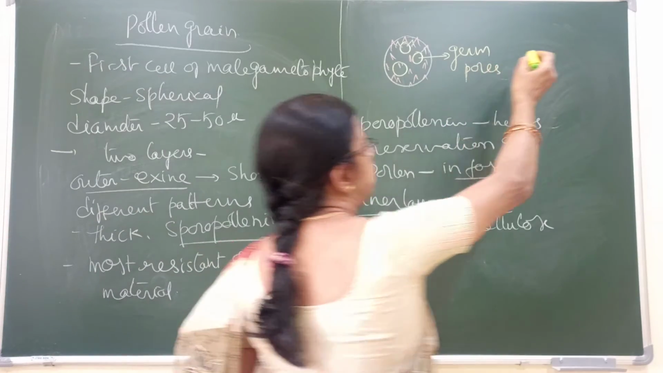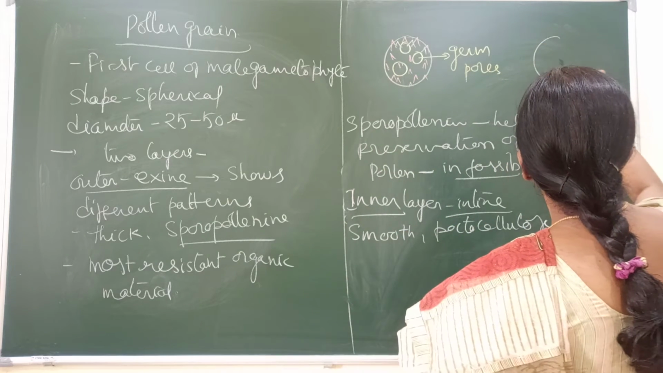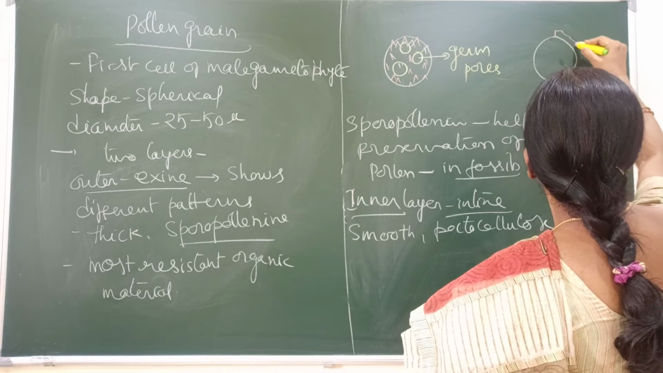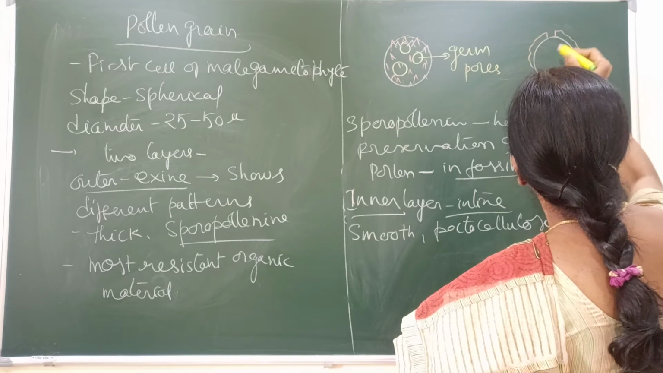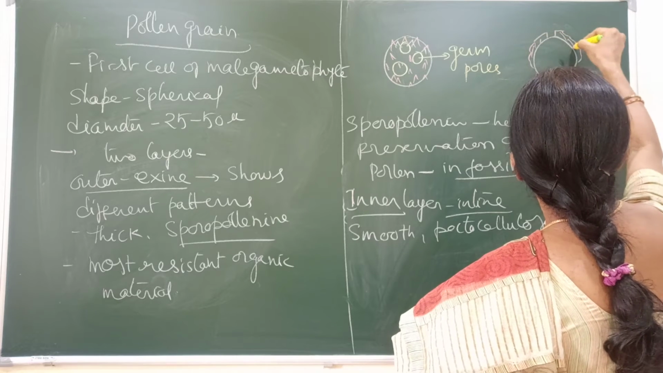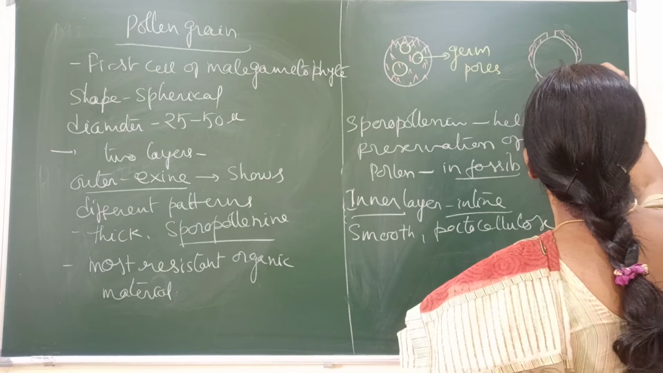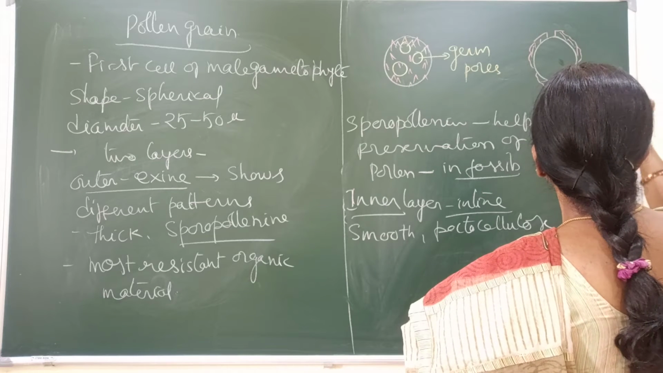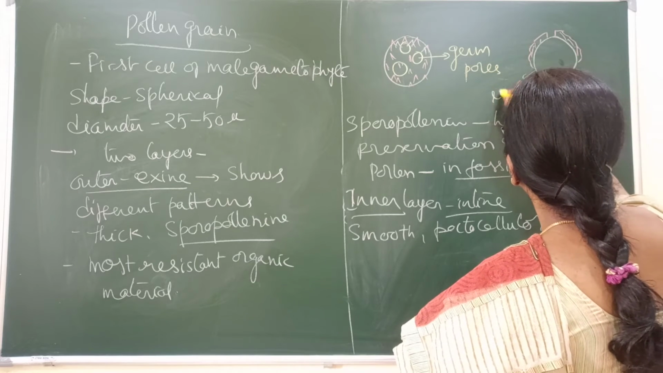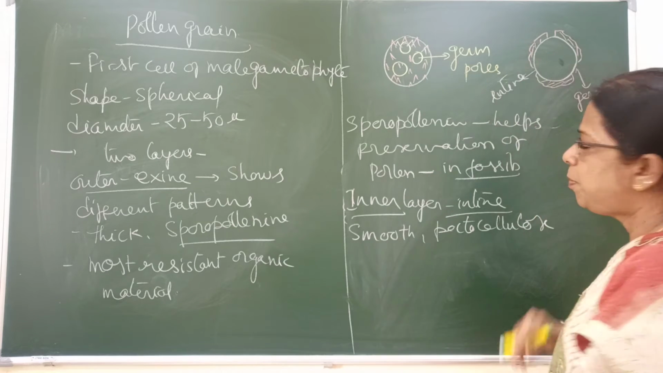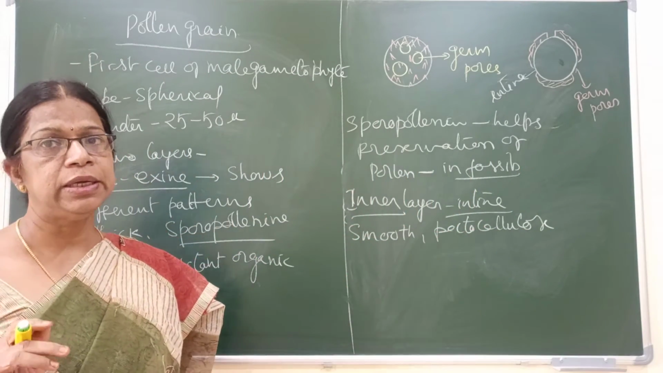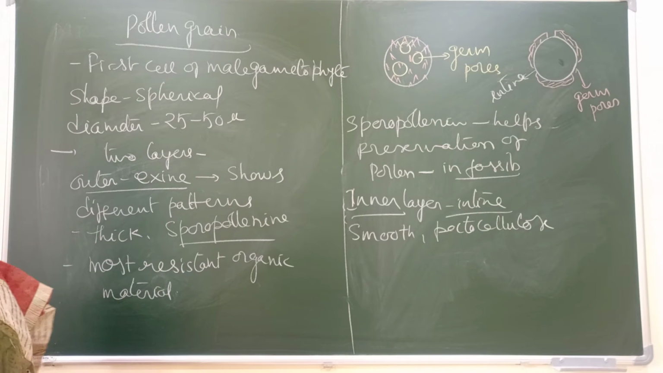So if we observe the pollen grain, the inner layer is smooth and the outer layer is very thick. This is the outer exine. In between there are some gaps present. These form the germ pores. And this is the intine, made up of pectocellulose. At the place of germ pores, only intine is present.